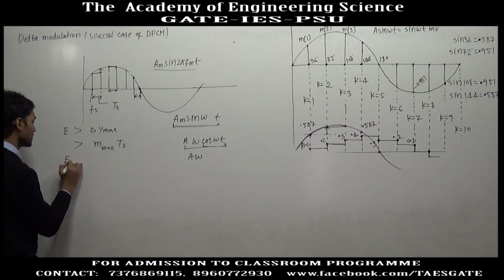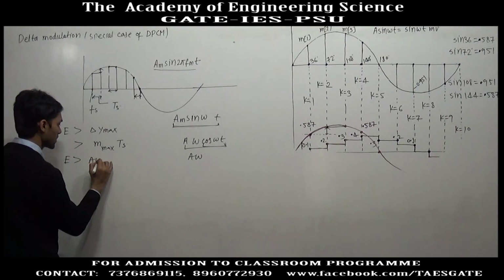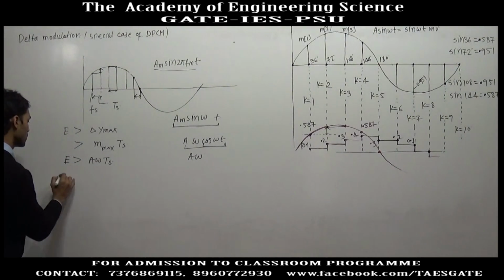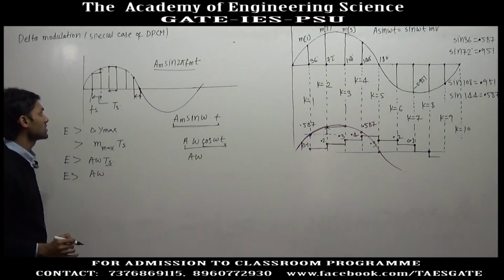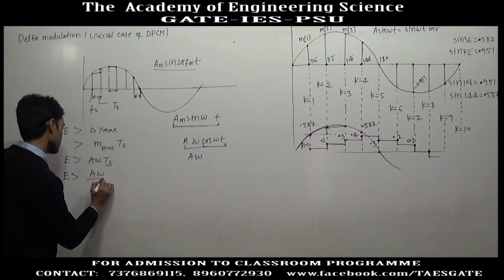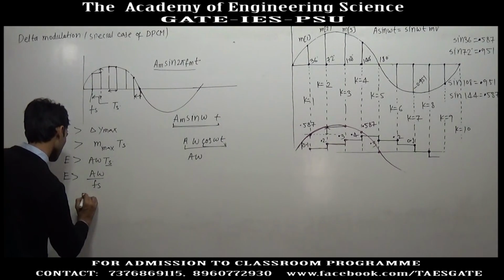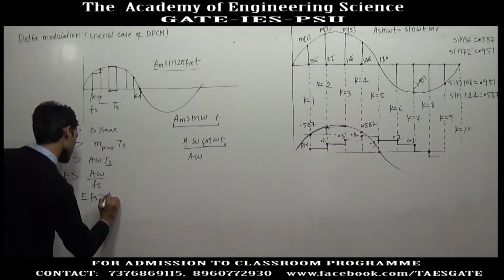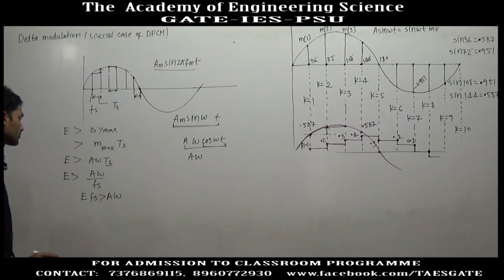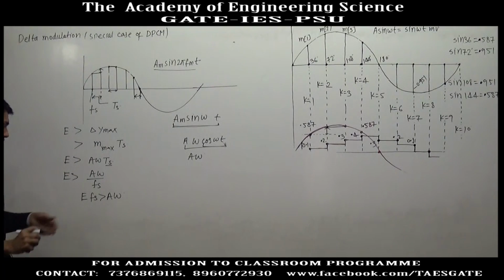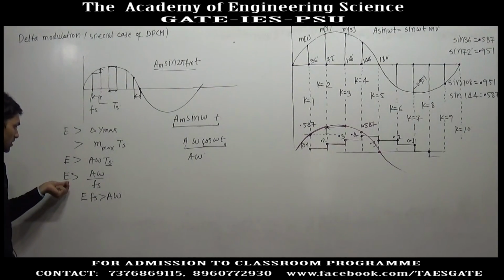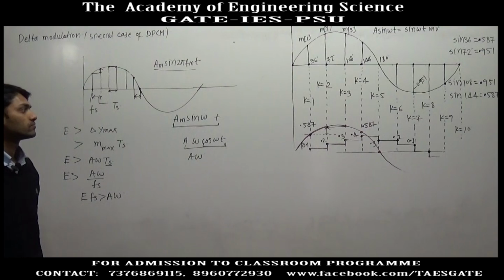So, E must be greater than A omega into Ts. Ts can be written as 1 by Fs, that is sampling frequency Fs, so E Fs must be greater than A omega. So, if sampling frequency is high, we may take a lower value of threshold.